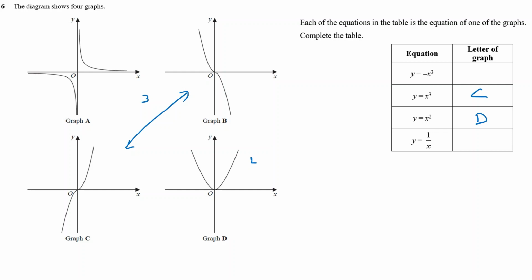Graph B is just a reflection in the x-axis, so it's y equals negative x cubed. So it's negative your positive cube numbers, negative your negative numbers cubed, which makes them positive. So that one is B.